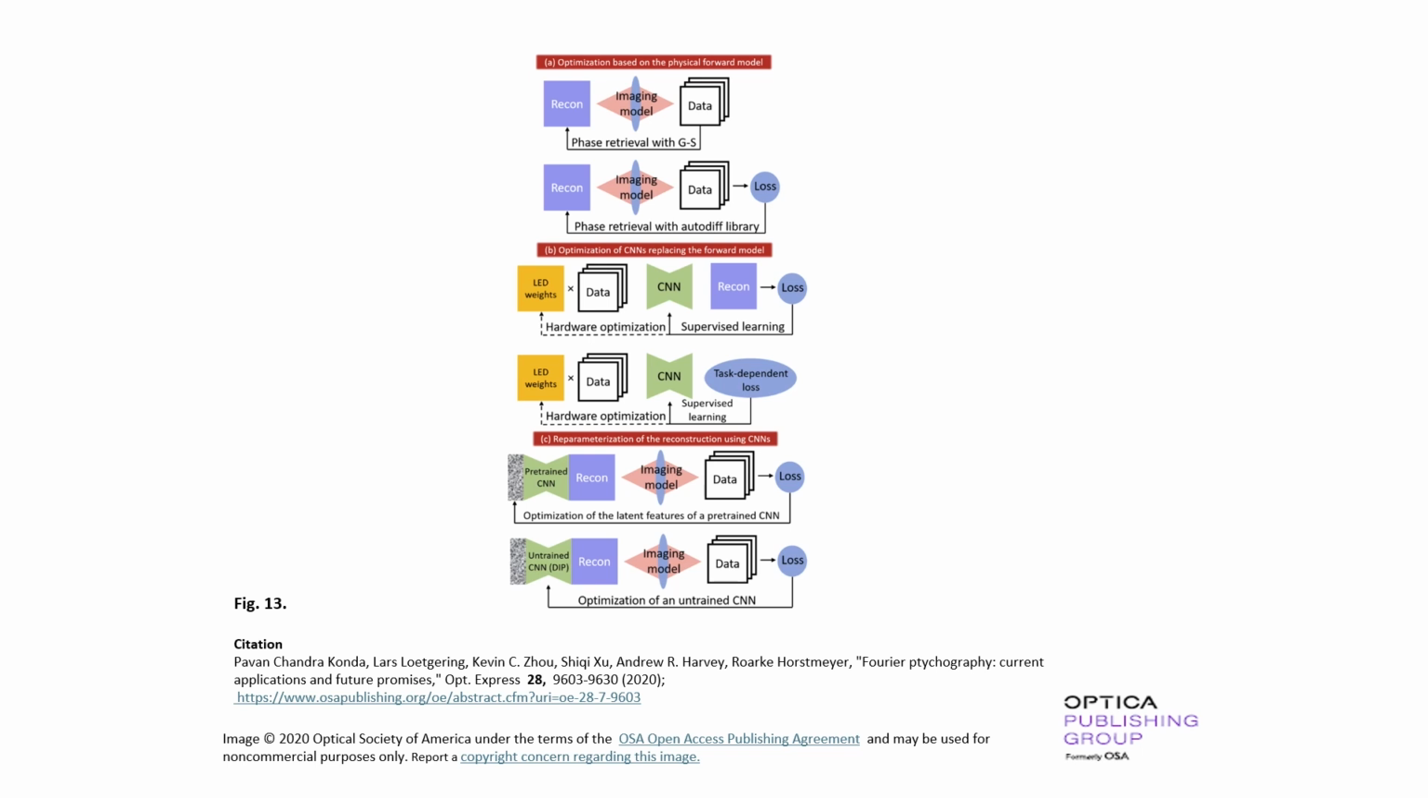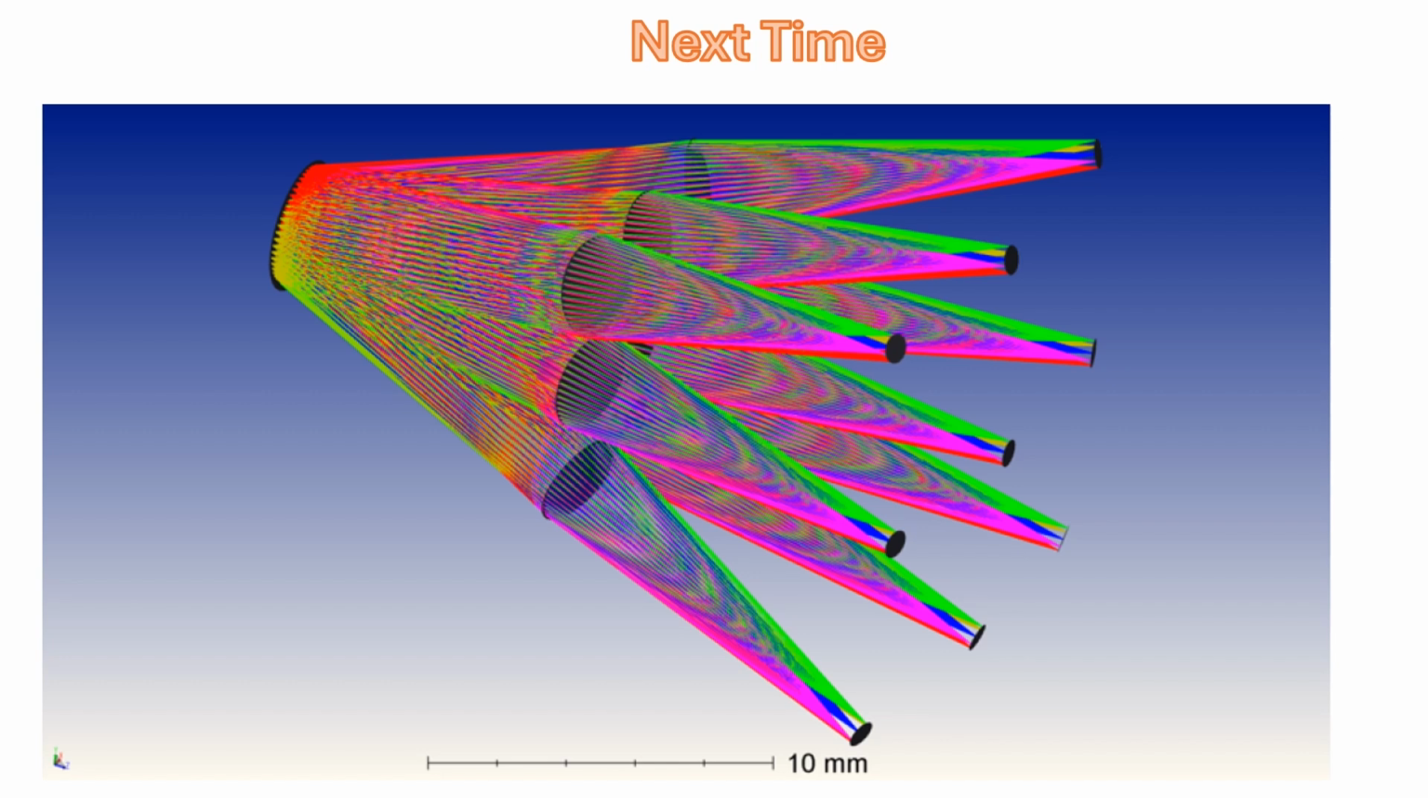Next time, we're going to talk about what if we just want to make a camera that could measure the coherent field. And we'll use this approach for ptychography. We'll talk about snapshot wavefront cameras and how we could recover the coherent field.